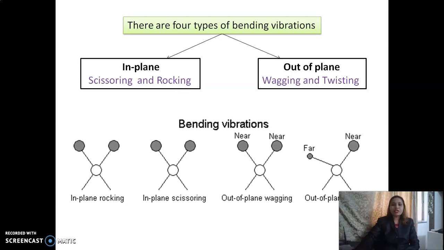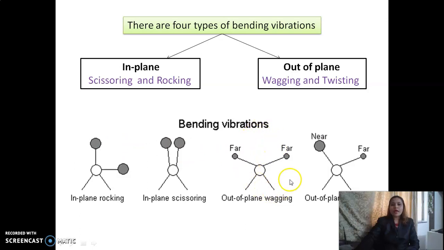Now, bending vibration. The bending vibration is related to the change in the bond angle. It is further divided into two types, in-plane vibration and out-of-plane vibrations. In-plane vibrations are further divided into two types, scissoring and rocking. The scissoring vibration means both the atoms come close to each other like a scissor. In rocking vibrations, the atoms move in the same direction, like this.